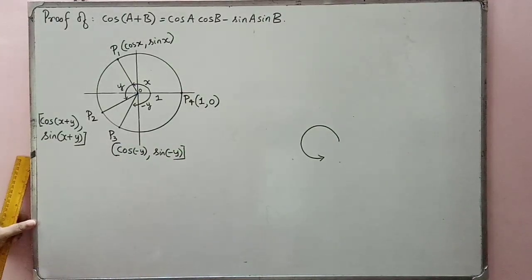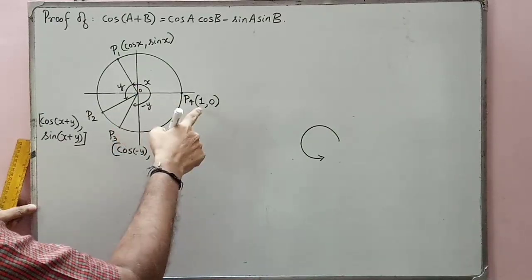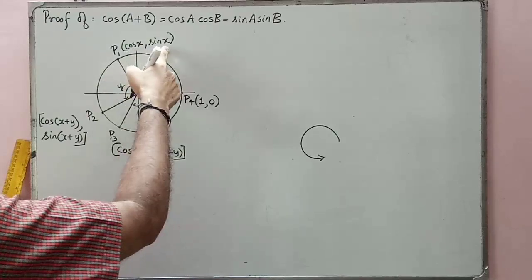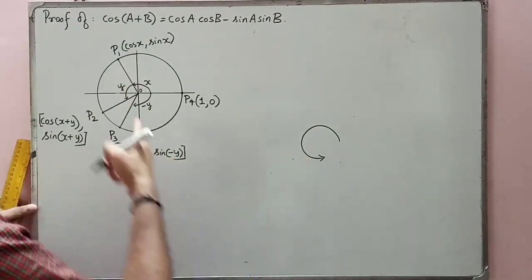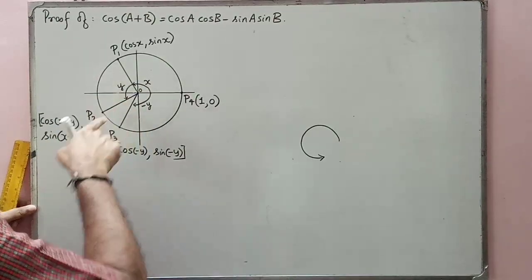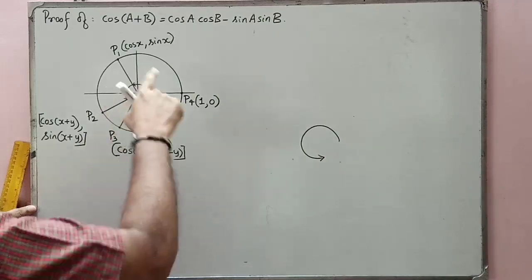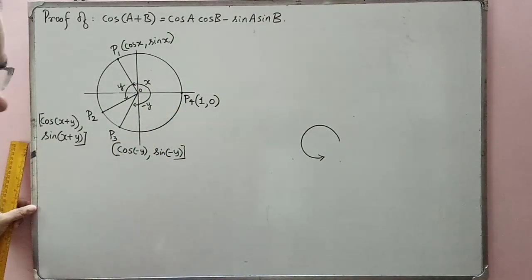Right, children? Up to this, are you very clear? So the radius is 1. We have taken it as 1, 0, P4. For P1, the angle is x, so we have taken it as cos x and sin x. Then from x to y, the angle is always marked from 0 in the positive direction. So x plus y: cos of x plus y, comma, sine of x plus y. For P3, you have taken a clockwise direction: cos of minus y, comma, sine of minus y.